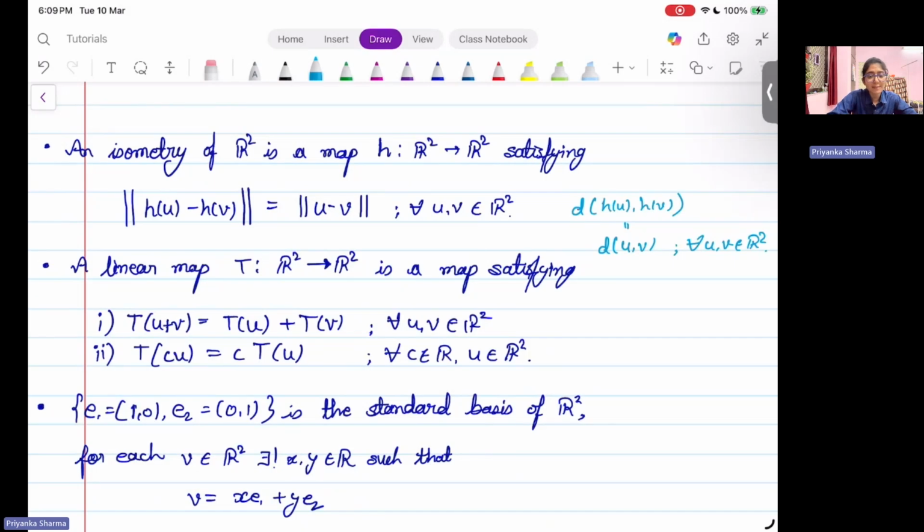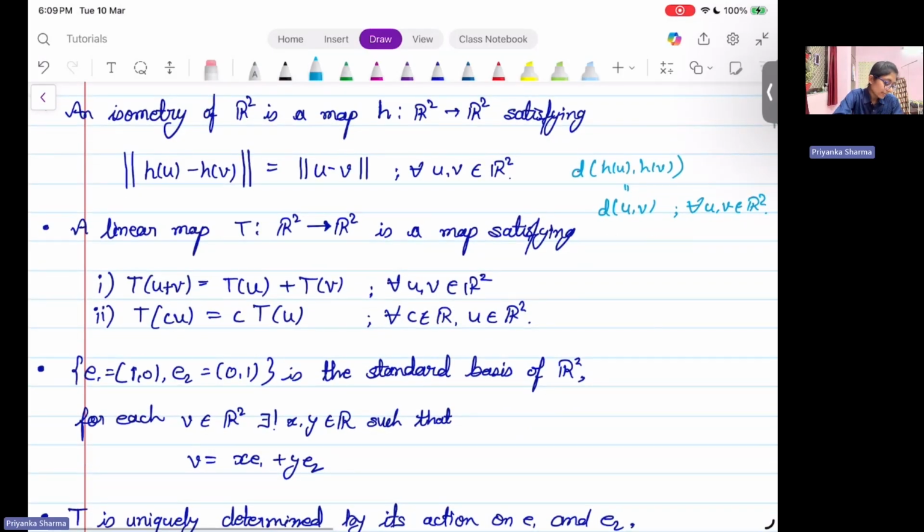Now, what is a linear map? A linear map on R square is a map which satisfies these two conditions. First, addition is preserved, that is, T of u plus v is T of u plus T of v. And T of c u, where c is a scalar coming from R, is the same as c times T u. These two conditions are true for all u and v belonging to R square and for all c belonging to R. In that case, we say that the map T is linear.